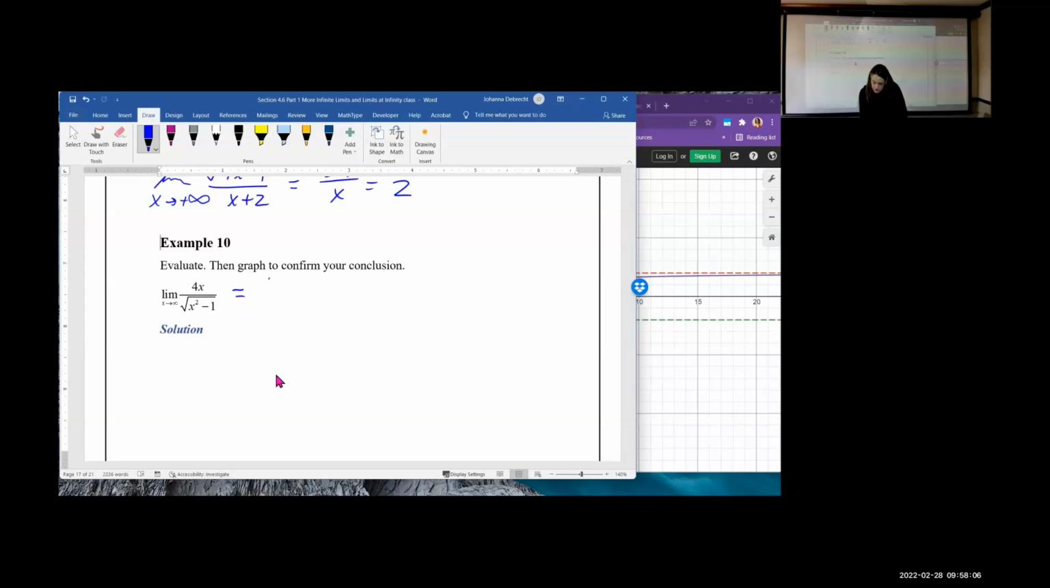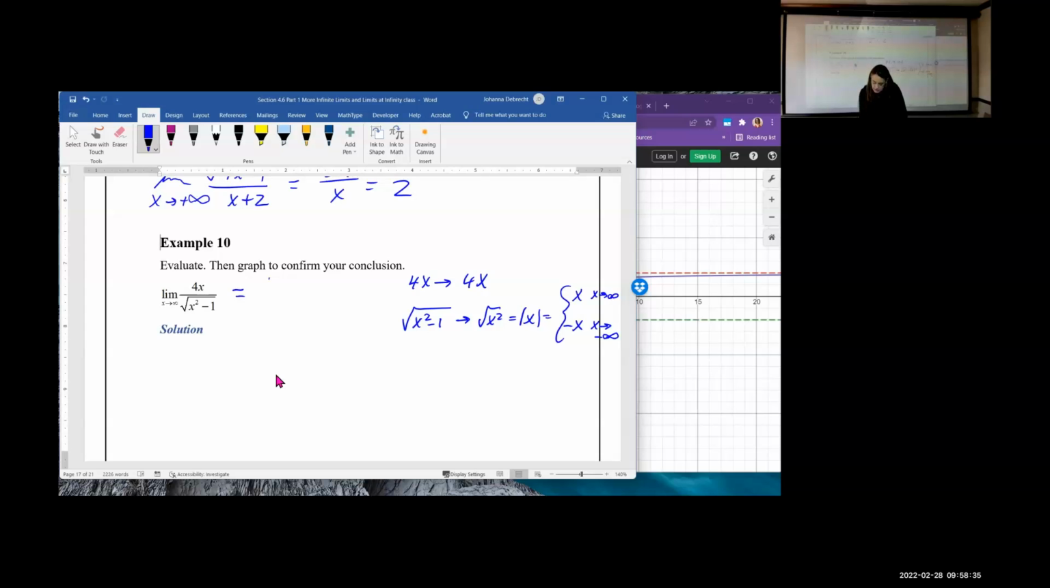So now that we've got this down, we know that 4x is going to approach 4x. It's a single term polynomial, so it's a power function. The square root of x squared minus 1 is going to approach the square root of x squared, which is the absolute value of x, which is going to be x as x goes to infinity, and negative x as x goes to negative infinity.